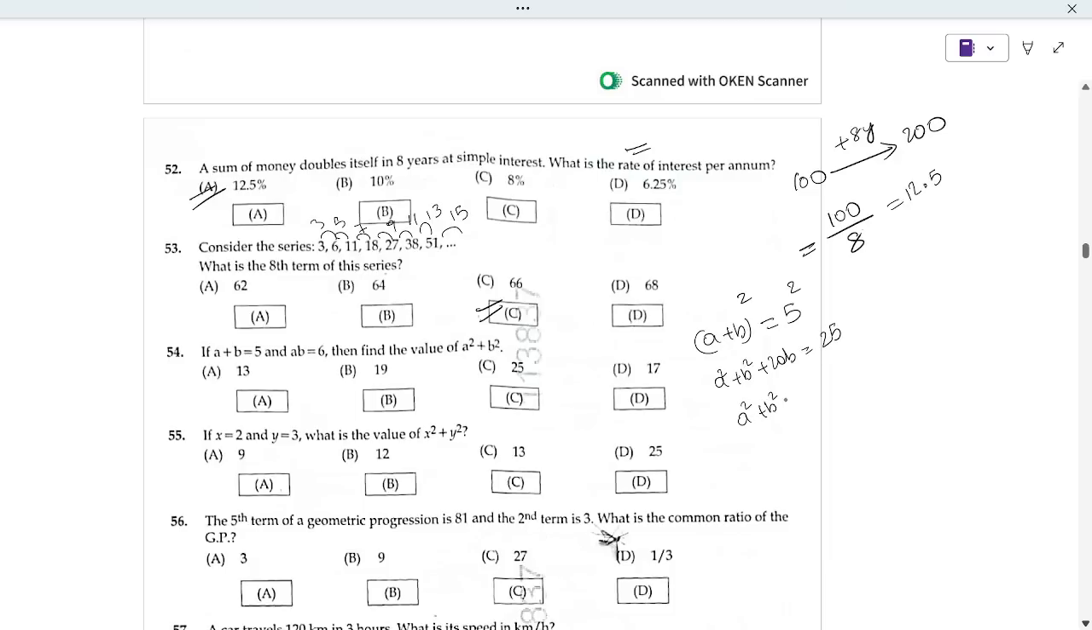Alright, since AB is given 6, then here plus 2 into 6 equals 25. A square plus B square is equal to 25 minus 12, since 2 sixes are 12. This is nothing but 13. Alright, so here 13 is the answer.